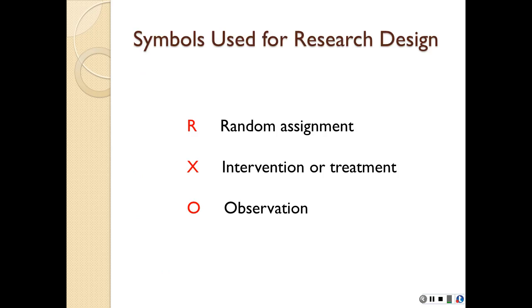Now, before we can talk about individual research designs and different types of experimental designs, we have to go through some notation. This is pretty standard across the board, so if you happen to take another research methods class, you will probably see the same thing. R always indicates random assignment to your groups. X indicates that that's where you're applying the treatment or the intervention. And O indicates a point of observation, where you're looking and assessing people.